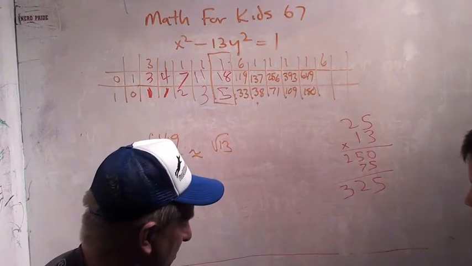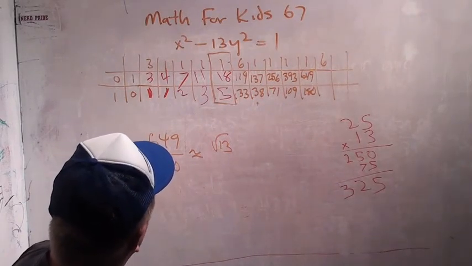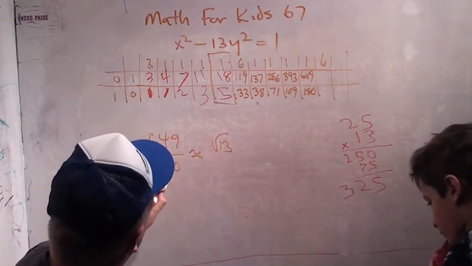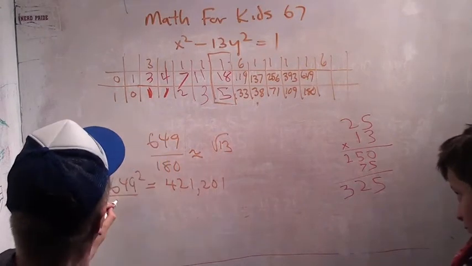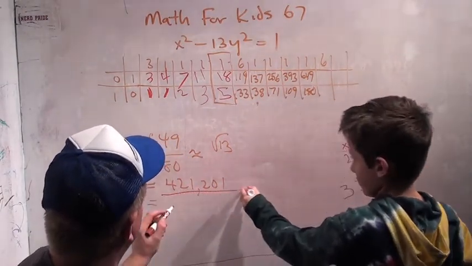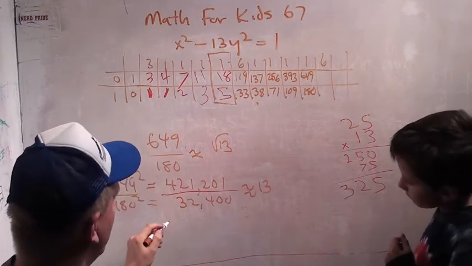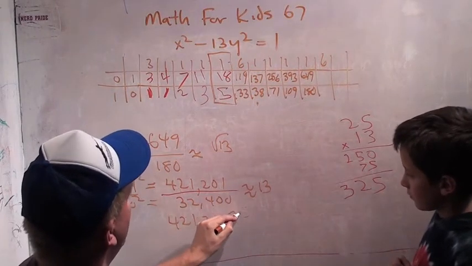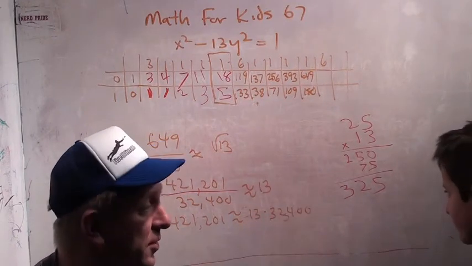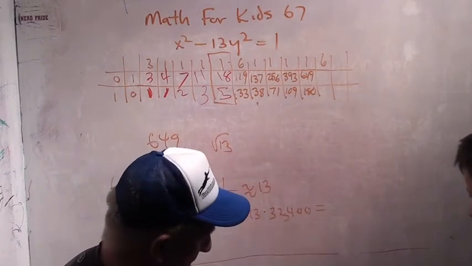Well, you know what 649 squared is? It turns out that 649 squared is 421,201. And 180 squared is 32,400. Does this approximately equal 13? Well, if it does, that would mean 421,201 was about equal to 13 times 32,400. And 32,400 times 13 is 421,200.